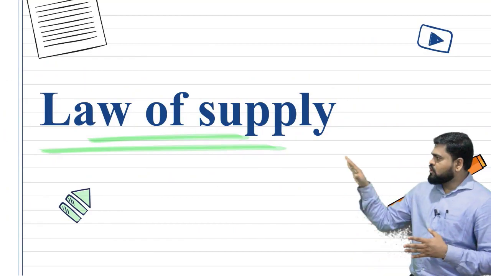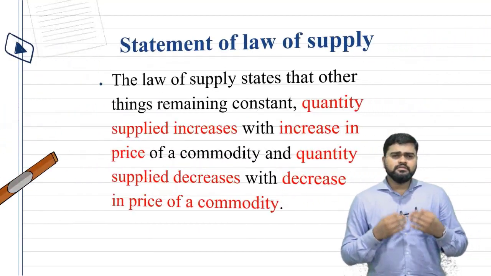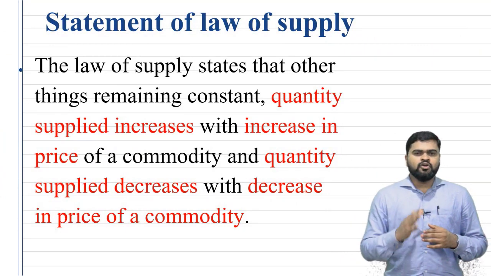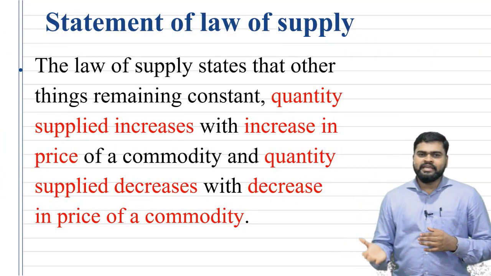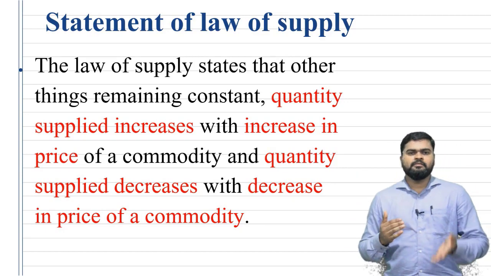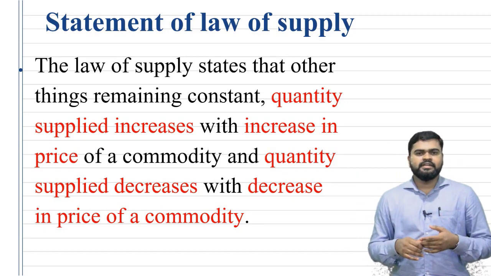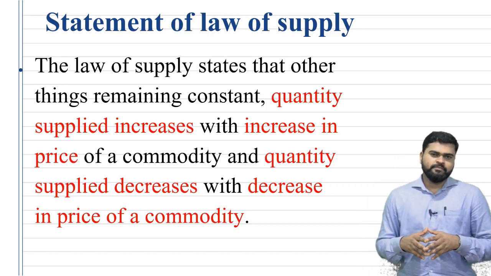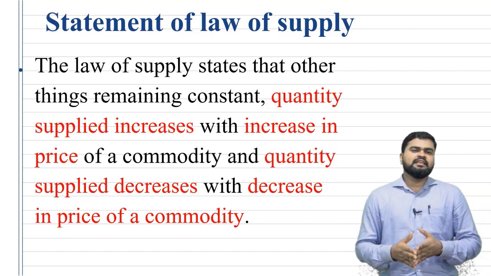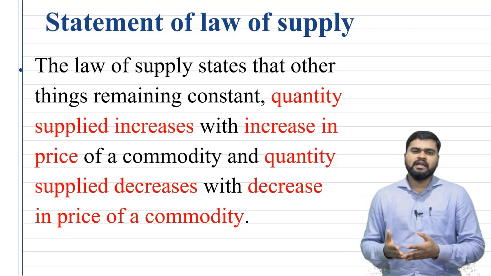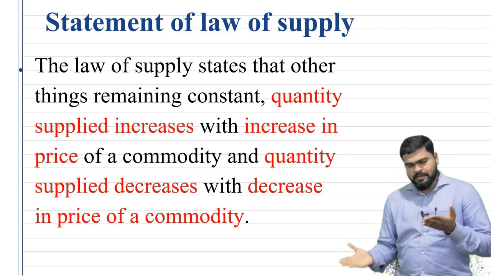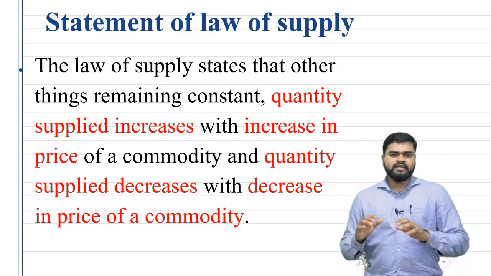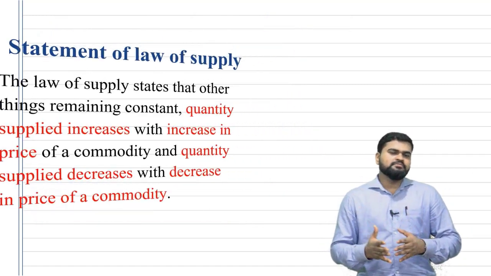Now first let us go on to the meaning of law of supply. The law of supply states that, other things remaining constant, quantity supply increases with an increase in price of a commodity, and quantity supply decreases with a decrease in price of a commodity, which shows again the direct relationship of price and quantity supply. Price increases, quantity supply also increases. When price decreases, quantity supply also decreases. Let us move on to the assumptions.